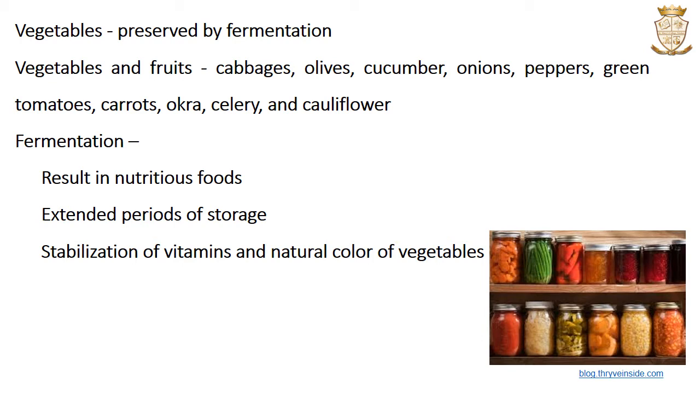As a result, the production of acid lowers the pH, which inhibits the development of the spoilage microorganisms and their enzymatic activity. Also, the carbon dioxide produced during the fermentation will provide anaerobic conditions, which favor the stabilization of vitamins, and it will also stabilize the natural color of vegetables.